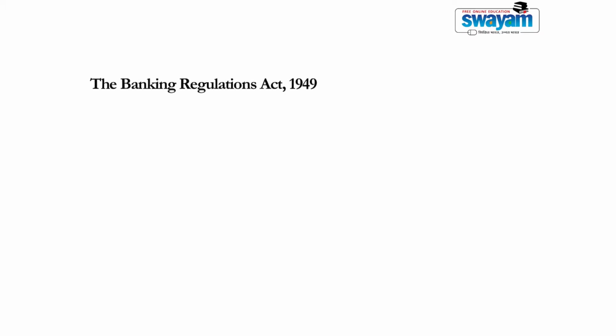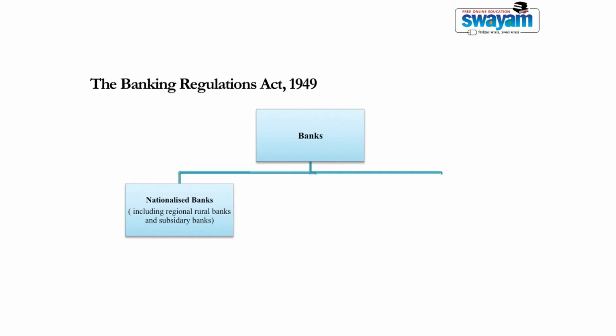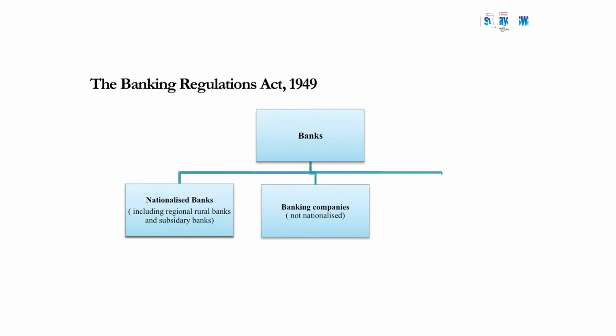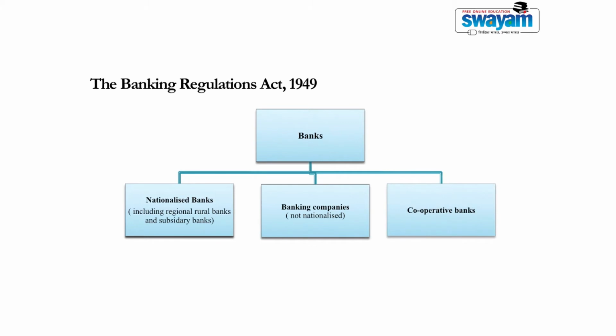Now, there are three types of banks in India. First are the nationalized banks like the State Bank of India and the Bank of Baroda. Second are the banking companies, which include private banks like ICICI and HDFC. It also includes foreign banks like Citibank. And finally, there are cooperative banks like the Cosmos Bank.